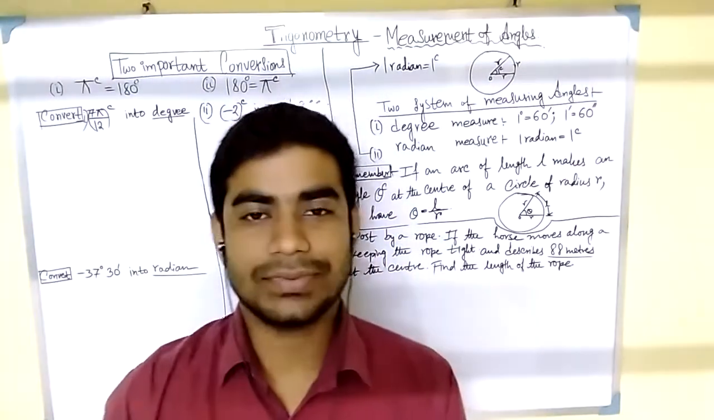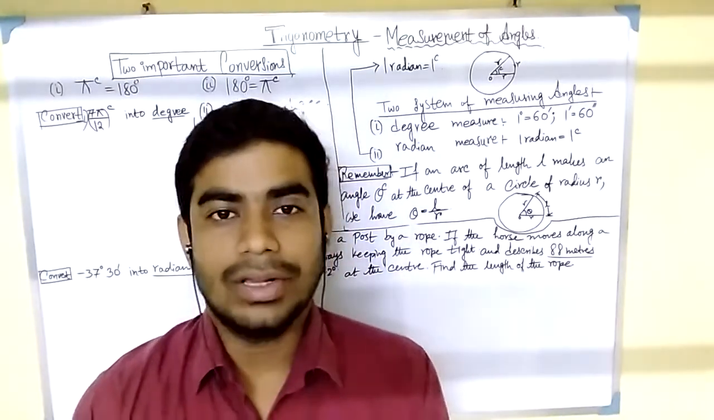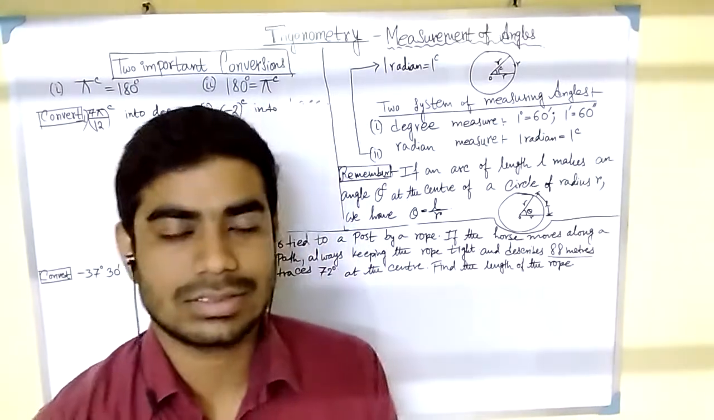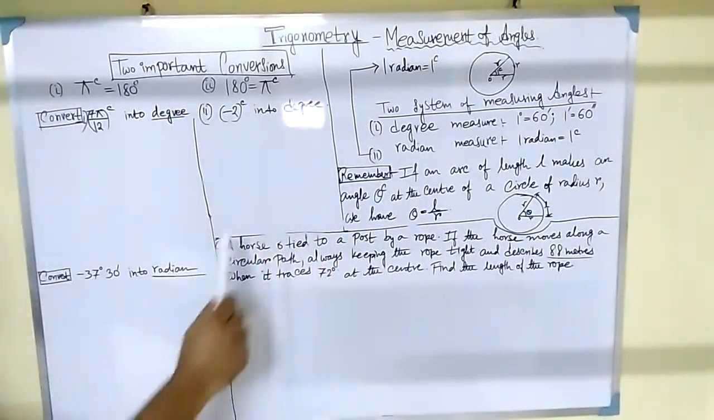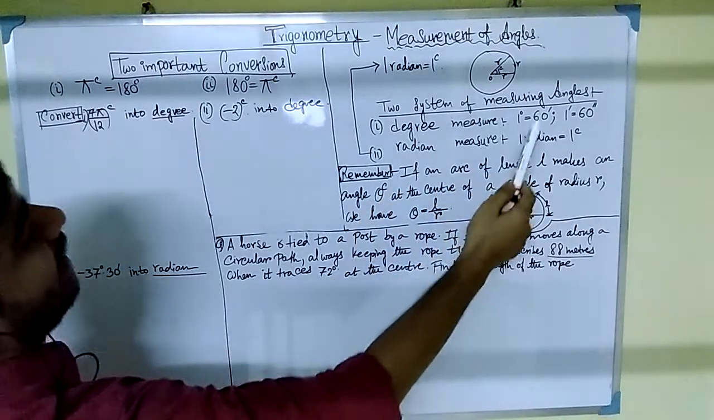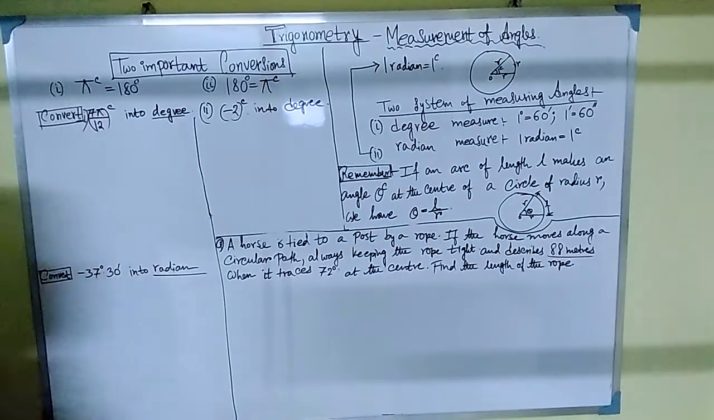In today's class, we are going to discuss a new chapter whose name is trigonometry. First, we are going to know how to measure angles of the triangles. Let's begin. Friends, there are two methods of getting the angles of a triangle. First one is degree measure and another one is radian measure.